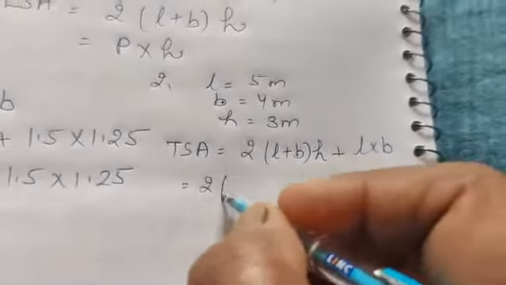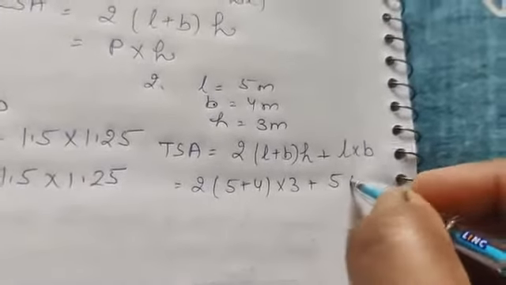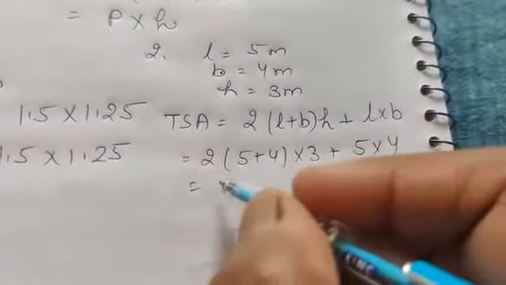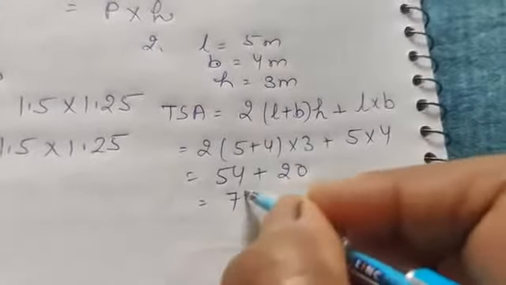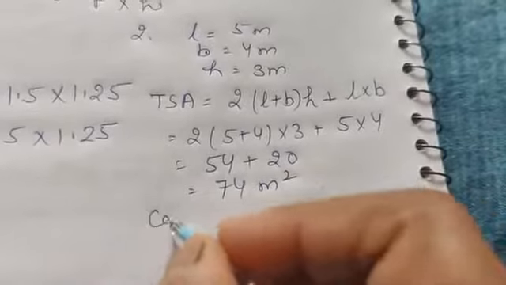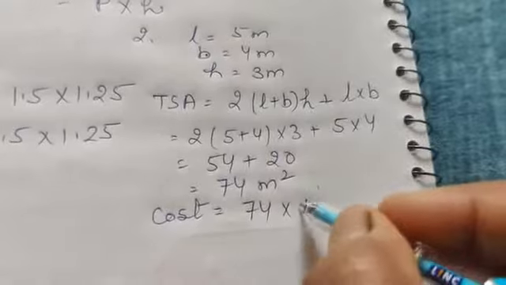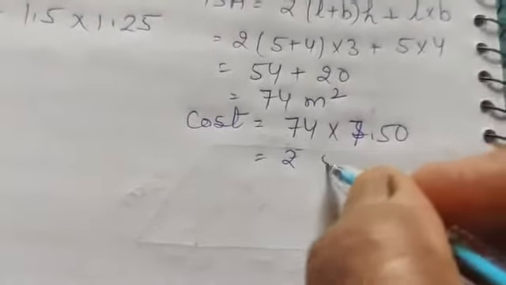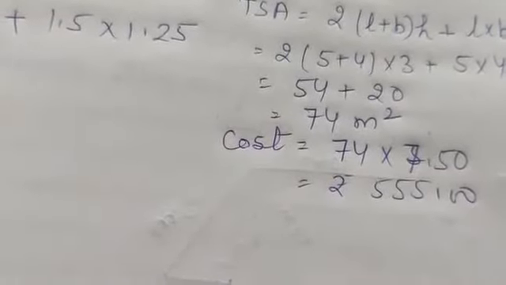Now put the values. 2 times (L plus B), 5 plus 4, into 3, plus 5 into 4. This is 5 plus 4, 9. 9 times 2 is 18, 18 times 3 is 54, plus 20, 74 meter square. Again the cost of whitewashing is 74 into 7.50. Now calculating, 555.00 rupees.